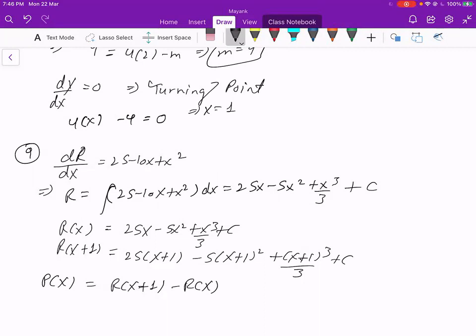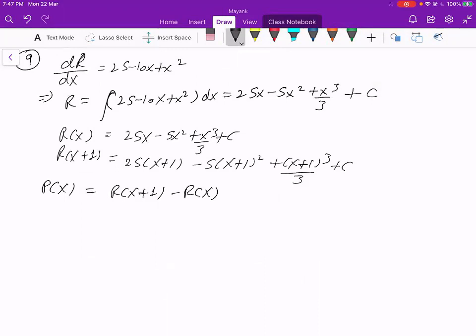Both are equally good. Basically, if currently you have sold x units, then your revenue is R(x). If you were to sell one more unit, then your revenue would be R(x+1). So the price of that next unit after the x units is the difference between R(x+1) and R(x), essentially. You can do the algebra and get the answer. c gets cancelled, thankfully.